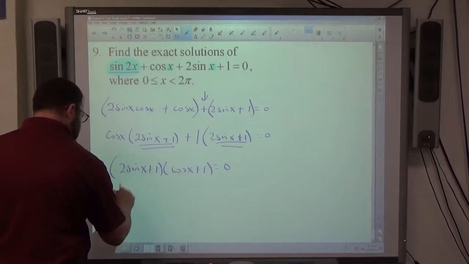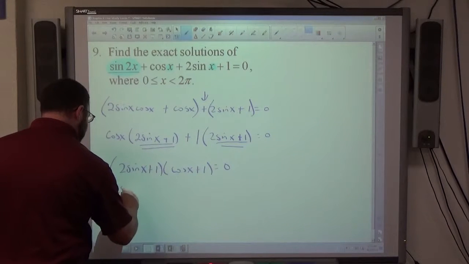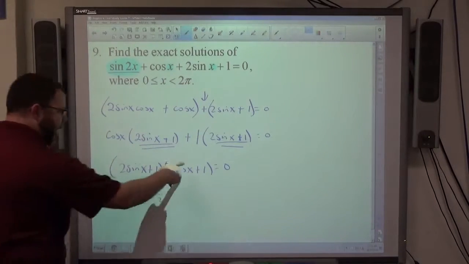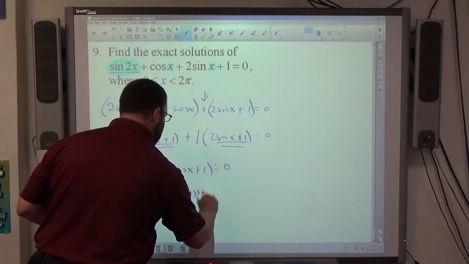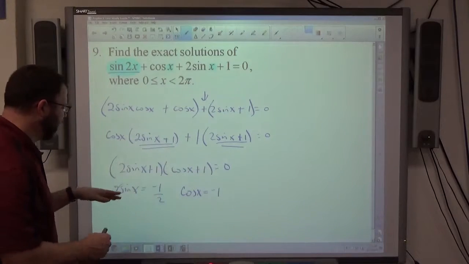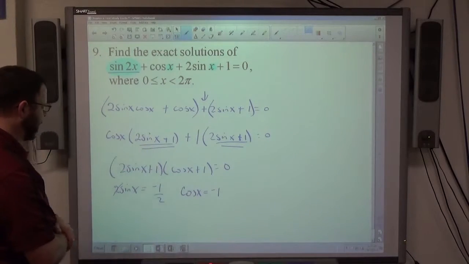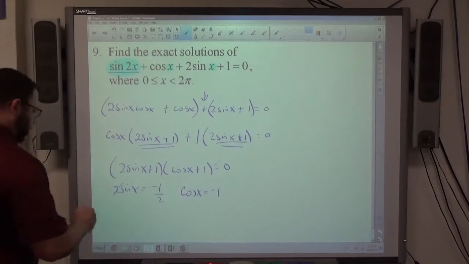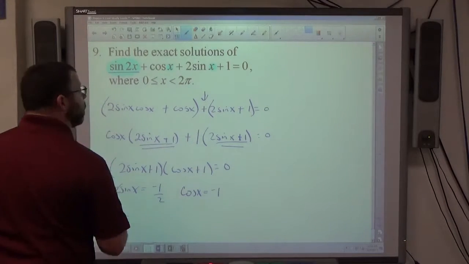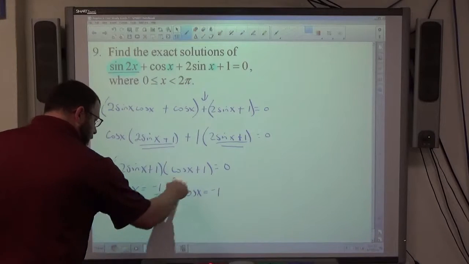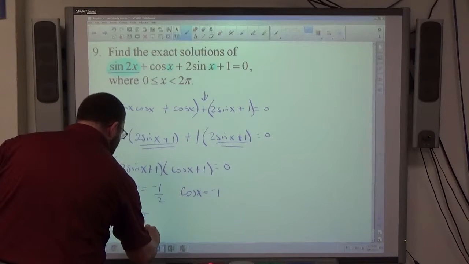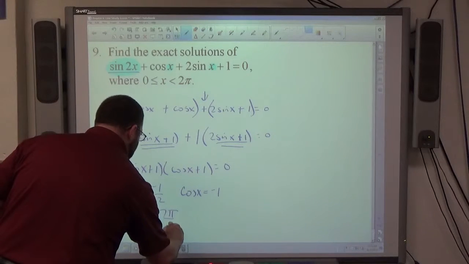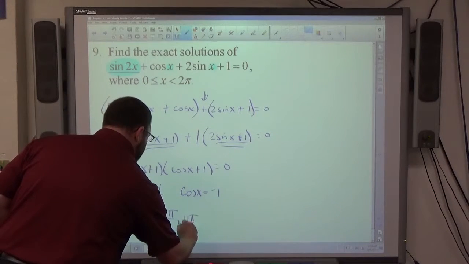Once again, I get factored form. This gives me 2 sine of x equals negative 1 divided by 2. So sine of x is negative 1/2. This was going to give me cosine of x equals negative 1. In both cases, equals 0. Move the 1 over, changes the sign. So once again, negative 1/2, negative 1. These are numbers on our sheets. So we're looking for answers between 0 and 2 pi. Cosine's negative 1 at positive pi, and sine's negative 1/2 at 7 pi over 6, and again at 11 pi over 6.